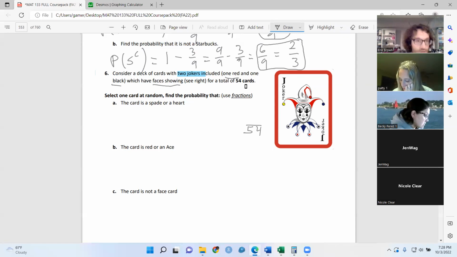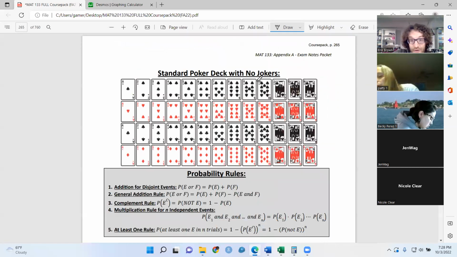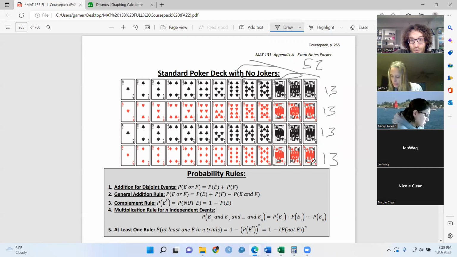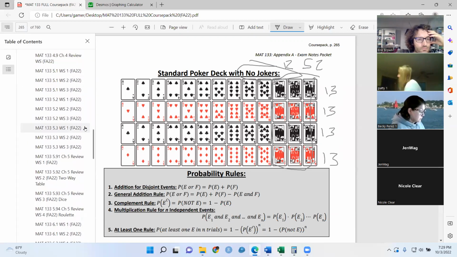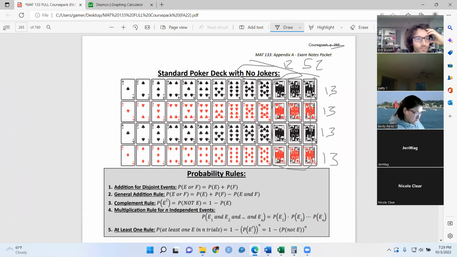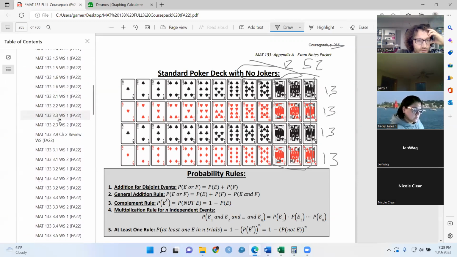Now, if you don't know cards, I think we mentioned this on page 265. Here's the standard deck with no jokers. That's 52 cards, 13 of each suit, which means there's 26 red, 26 black. Face cards are these. There's 12 face cards, all that mess. So if you're not a card playing person and know nothing about cards, here's the information you need. And that page is 265, and that's something you get to bring with you to the exam.